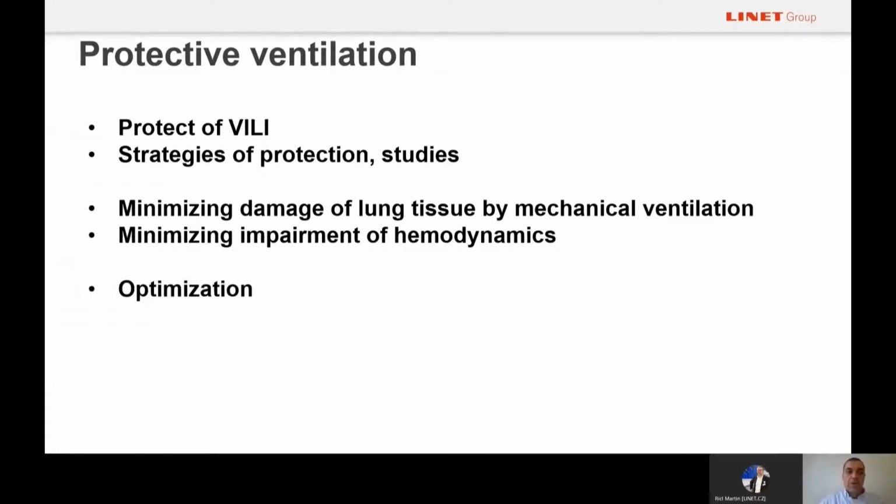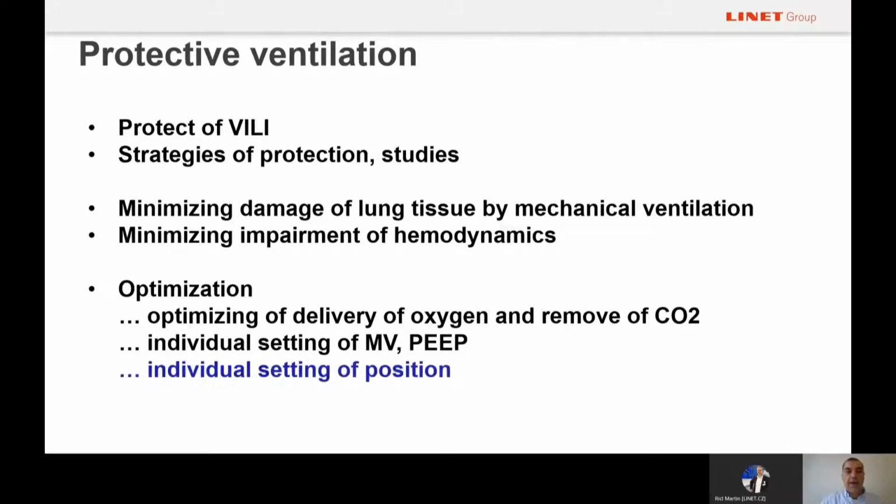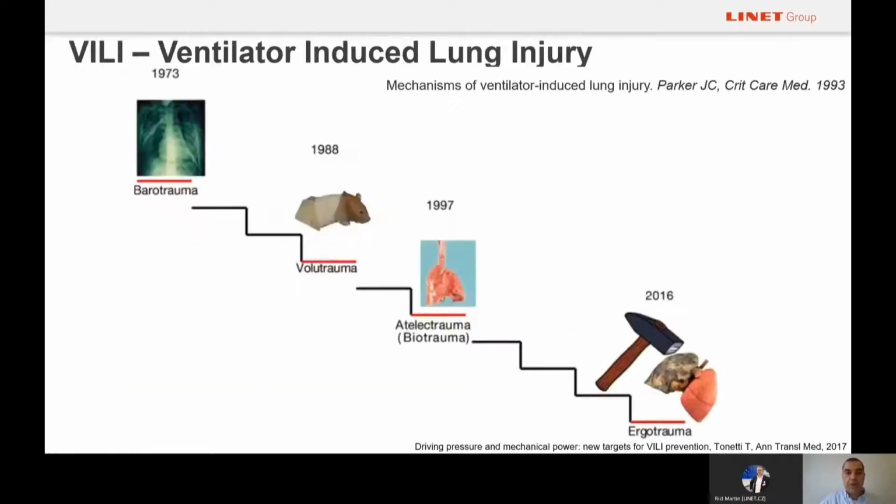What does it mean, optimization? Optimization of delivery of oxygen and removal of CO2. We have to individually set the mechanical ventilation, individually set PEEP, and individually set the position of the patient.